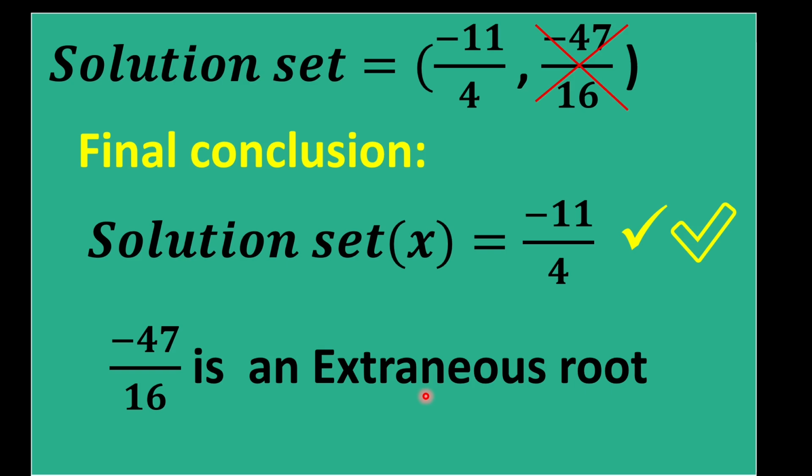An extraneous root is one that appears when you solve a radical equation, but when you plug the value back into the original equation, it doesn't satisfy the original equation. That kind of root is called an extraneous root. Therefore minus 47 divided by 16 doesn't satisfy the equation, so it is an extraneous root, and the solution of the question is minus 11 divided by 4, which is verified. So this was all for today.